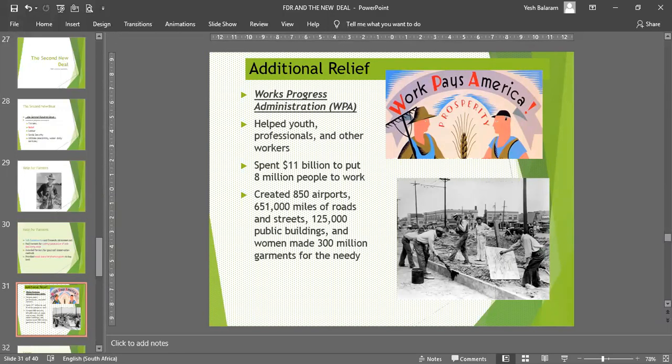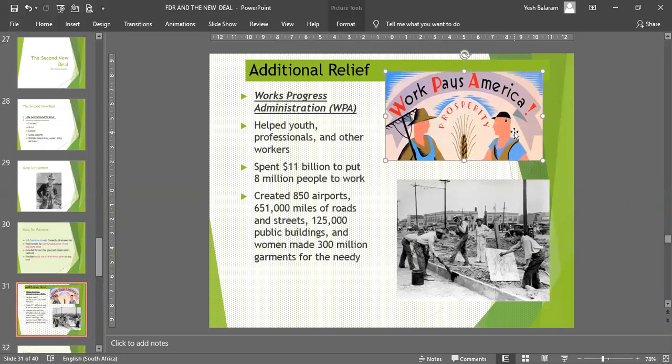What was the additional relief provided during the second New Deal? There was the establishment of the Works Progress Administration. This here shows us the logo of the Work Progress Administration, or the WPA. It was aimed at prosperity. There were several benefits to the Work Progress Administration. It helped the youth, professional people, and other workers.